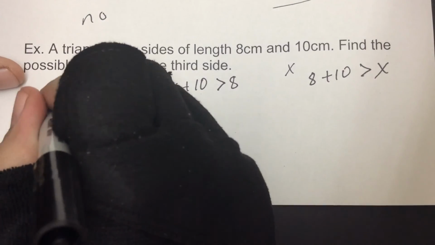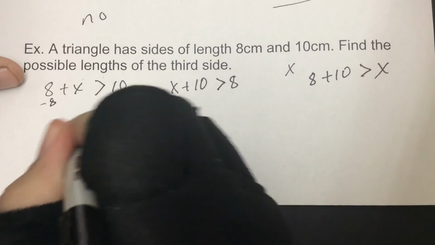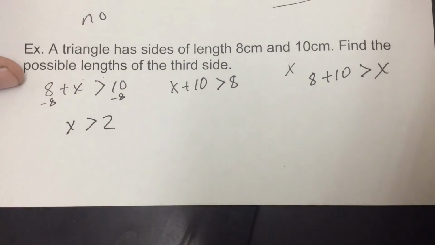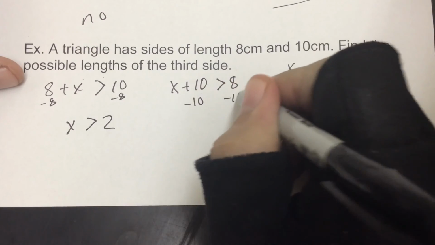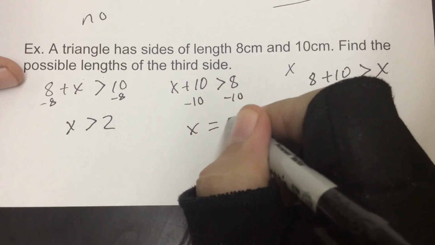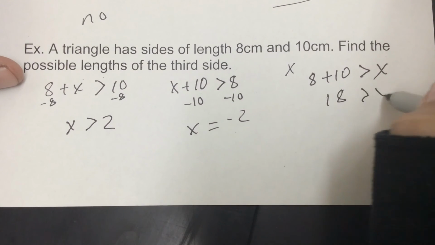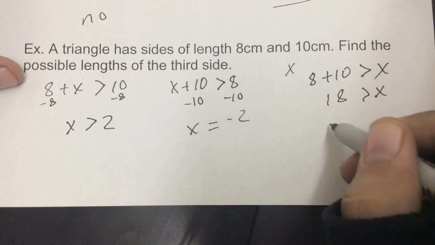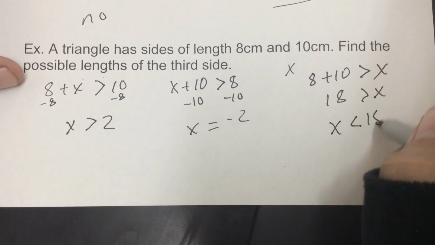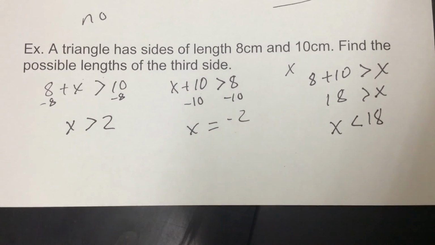Here we would subtract the 8 over, and so x has to be bigger than 2. Here we would subtract the 10 over, so x would have to be bigger than negative 2. If we add these together, we get 18 is bigger than x. So in other words, if we flip this, x would be less than 18. So we kind of have our boundaries.